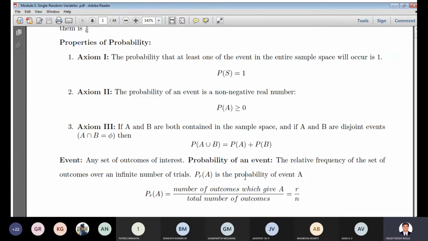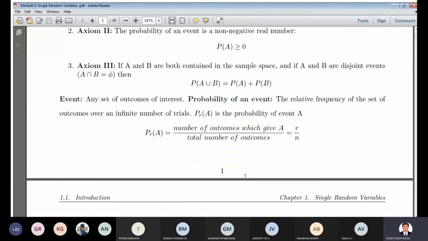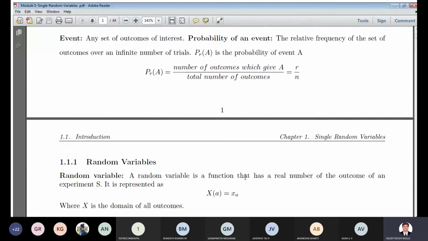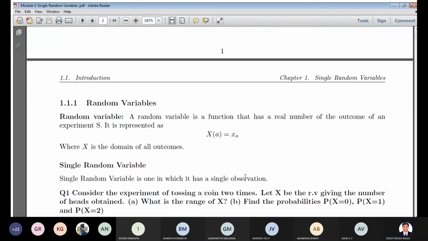Fine. Next, the first page is clear for every one of us. No doubt. First page, what we should learn? What is the random variable definition? What is the sample space definition? What is probability? All three definitions. And the question you should learn from that page is what are the properties of probability?